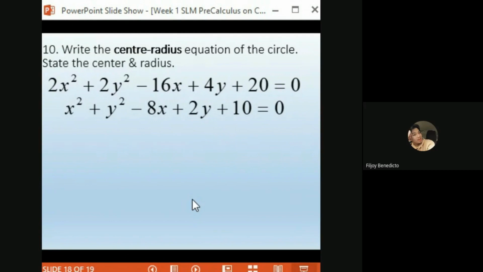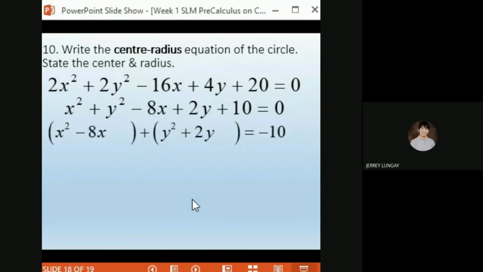None, sir. Oh, go. Let's proceed. Okay, i-combine na ni si x ug si y: x squared minus 8x, ug y squared plus 2y. Si 10, since 10 is from the left-hand side portion, kung atong i-move, it would become negative 10. Okay, when you're completing the square, what is one half of negative 8?